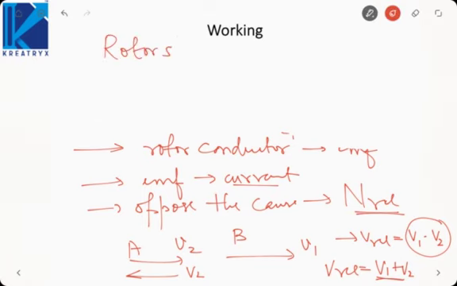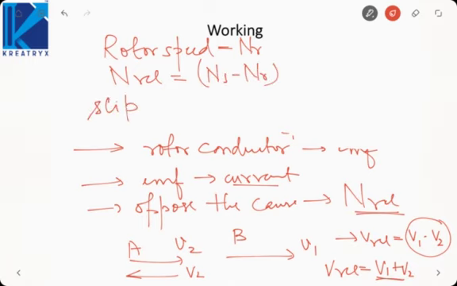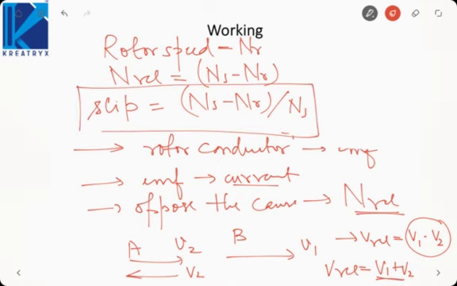Okay, I am assuming rotor speed is nr. Then relative velocity will be ns minus nr. So slip is defined as (ns minus nr) by ns. This will be the definition of slip for the induction machine.